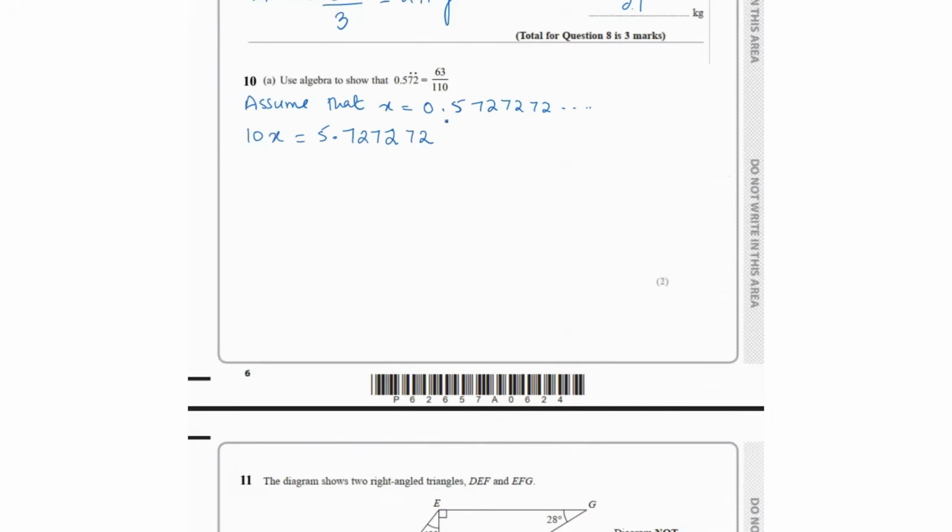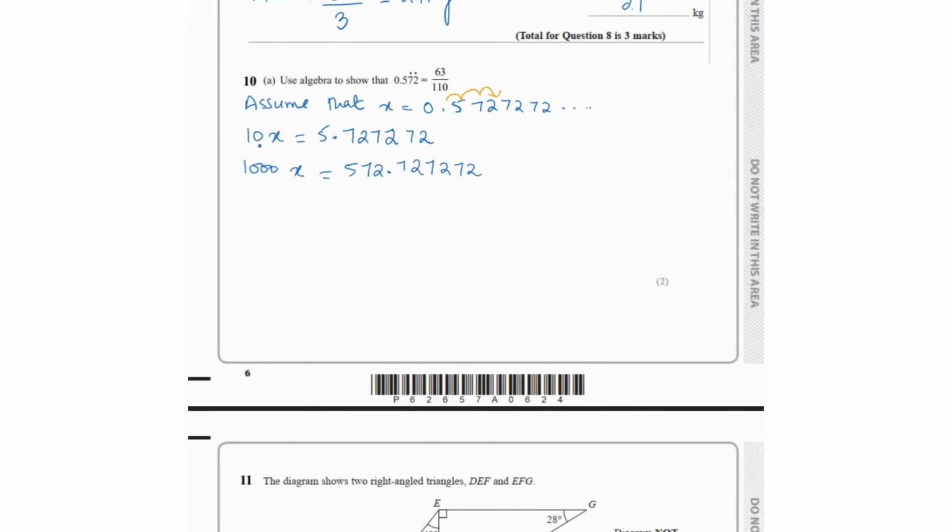So next, I want to multiply x with 1000. Why? Because when I multiply x with 1000, that moves the decimal 3 places to the right. And when you move it 3 places to the right, the numbers after the decimal are exactly the same as what we have for 10x. If these numbers are not equal, then we cannot get rid of the decimal. So you have to make sure that the numbers after the decimal are exactly the same for you to get rid of the decimal.